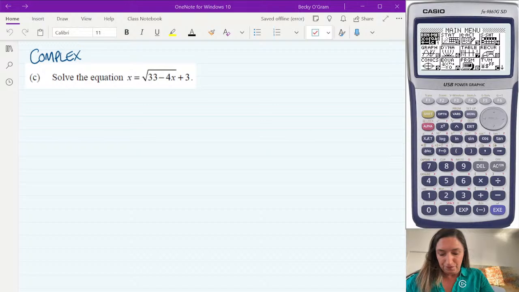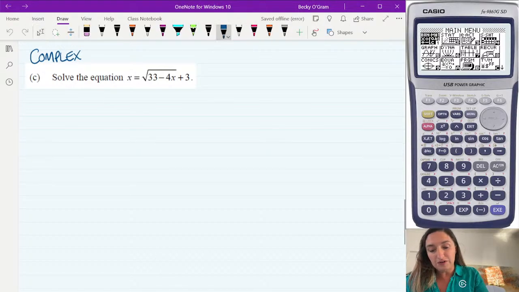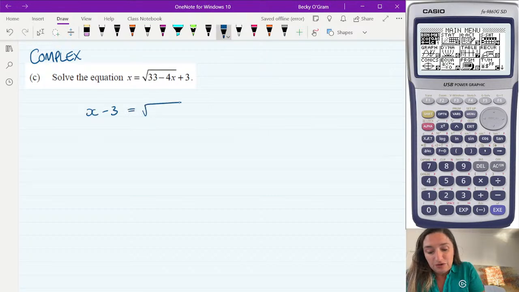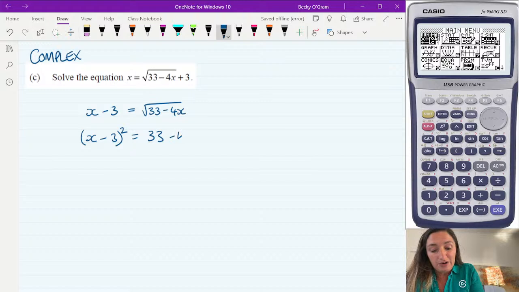Okay. All right, so we're going to do a bit of rearranging to solve this first. What I'm trying to do here is isolate the square root portion so that we can square it out. So we've got x minus 3 is equal to the square root of 33 minus 4x. If we square both sides, I'm going to be fairly laboured about how I write it out just to make sure we don't miss any pieces.